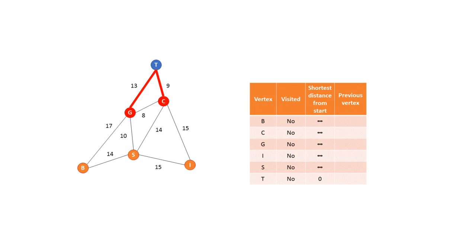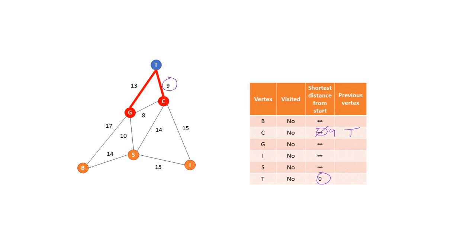And we're going to calculate the distance from C to the start. So the distance from C to T is 9, and the distance from T to the start is 0. So 9 plus 0 is 9. We check this against the shortest distance from the start for C that we're storing already, and we can see that this is infinity. 9 is less than infinity, so we can update the shortest distance from the start for node C. We can also do the same for G.